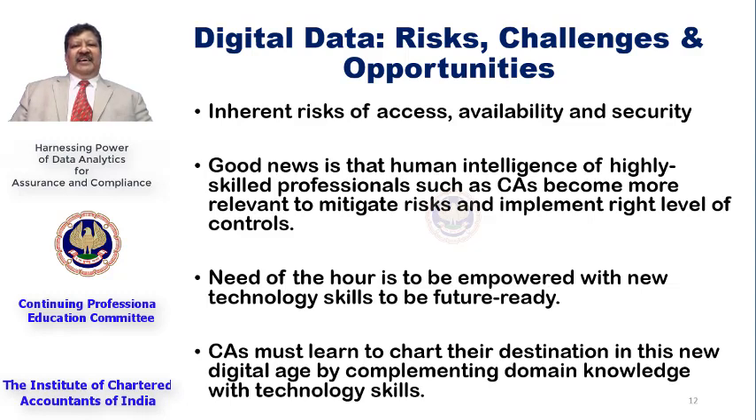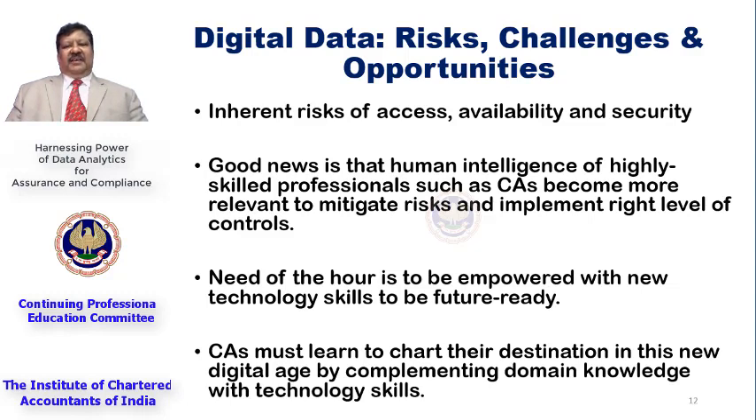So there is an inherent risk of access as to who can access this information. You also need to ensure availability, because based on the availability, you can provide service to customers. You also need to ensure that when the information is available, it's also properly secured. So there is a paradox of making the information available and also securing that information. And this has to be ensured to survive and thrive in this digital age.